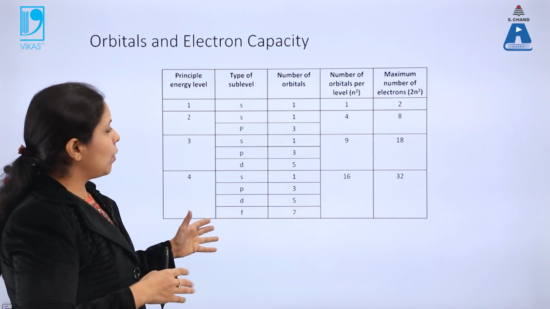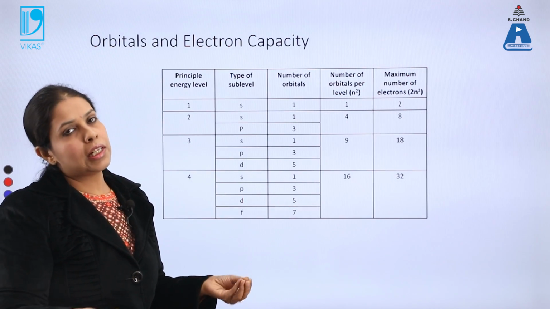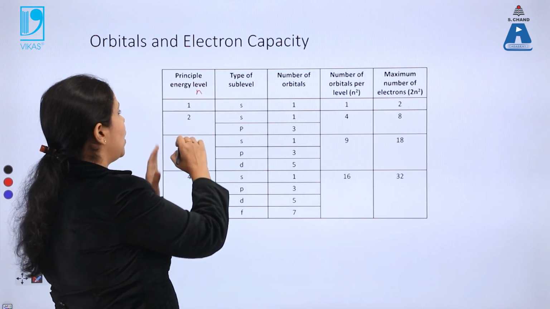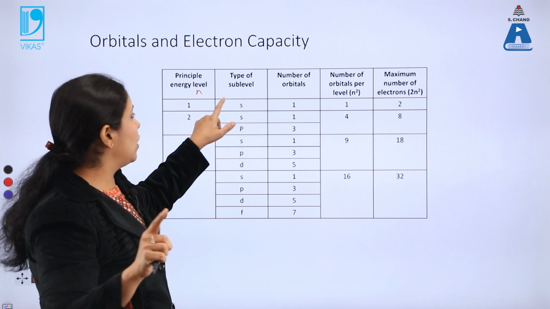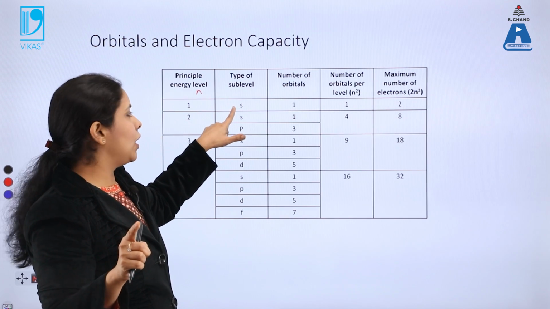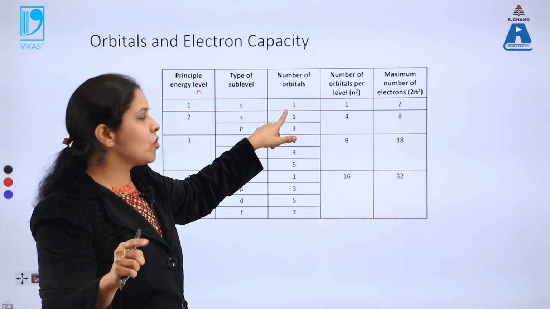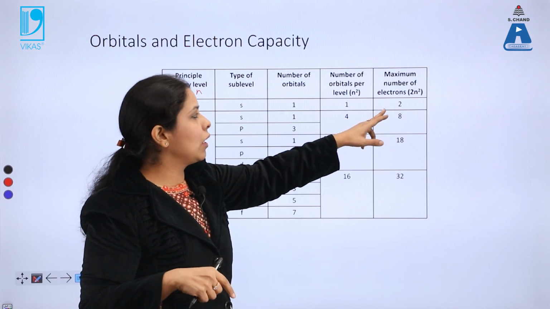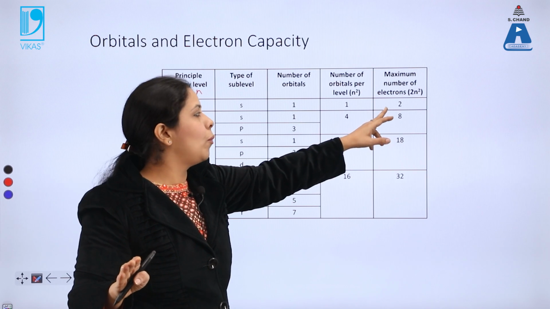So this is the table by which you can find out how many total electrons each orbital can have. As I have told you, this is your principal energy level. When n is equal to 1, the only type of l possible is s. Only one s is possible. It has only one orbital, spherical in shape. So the maximum number of electrons it can accommodate is 2.